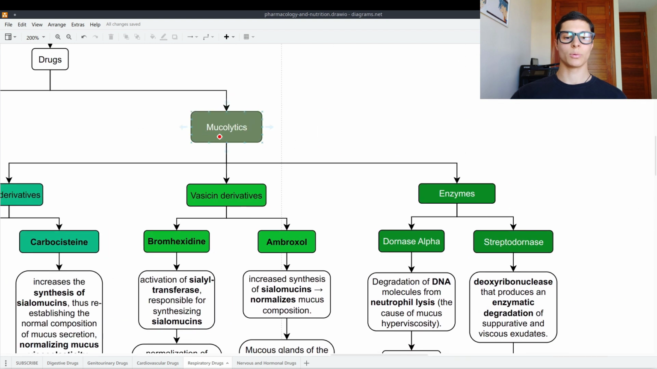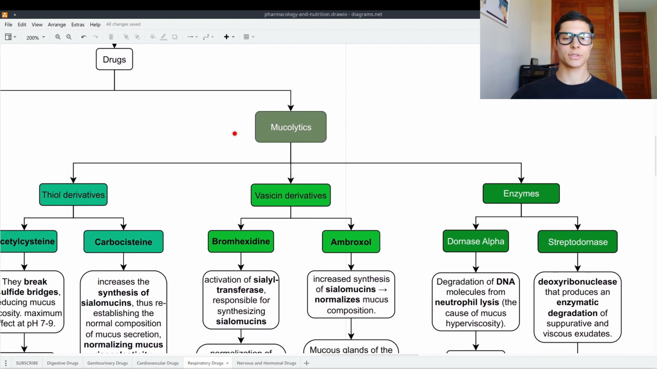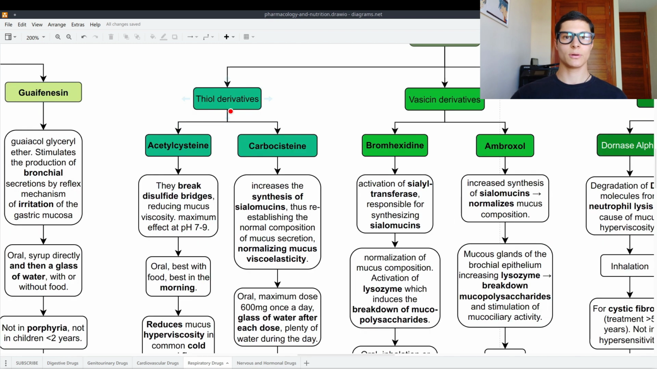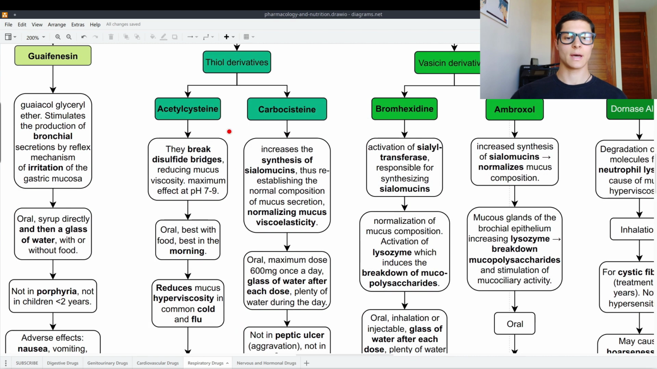Then we have the mucolytics. So instead of promoting the mucus excretion, we try to lower the viscosity of it. Starting with the thiol derivatives, we have the acetylcysteine and the carbocysteine. The acetylcysteine breaks the disulfide bridges, reducing mucus viscosity, and it has a maximum effect at pH 7 to 9.